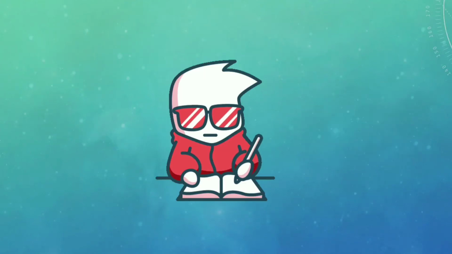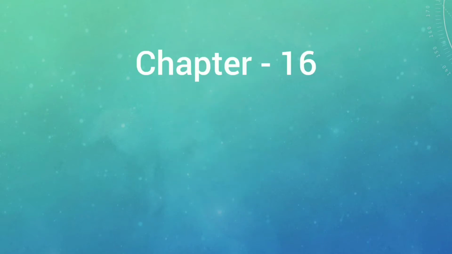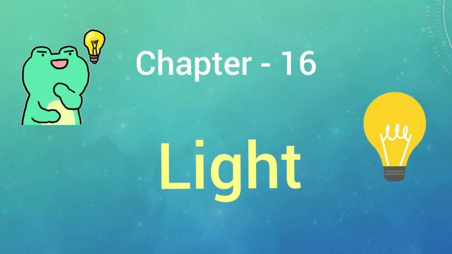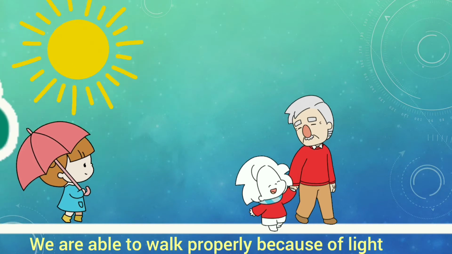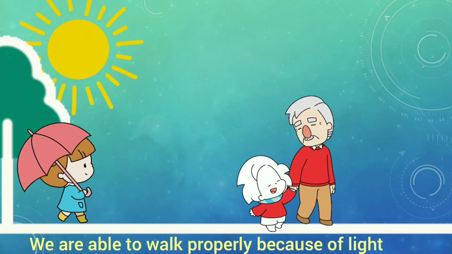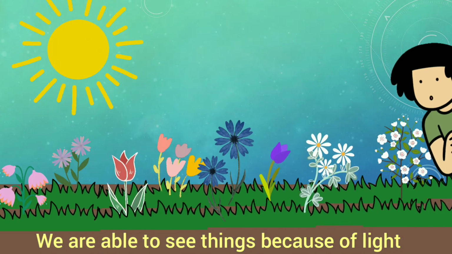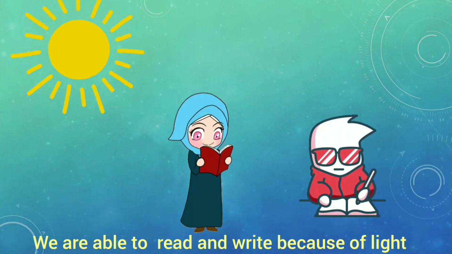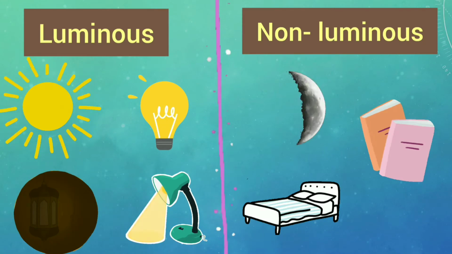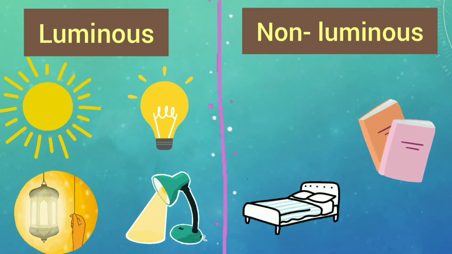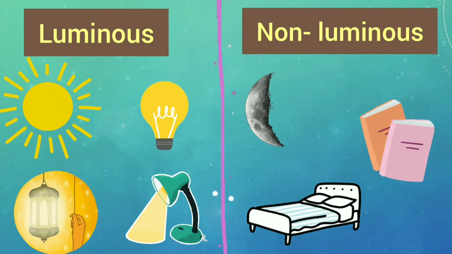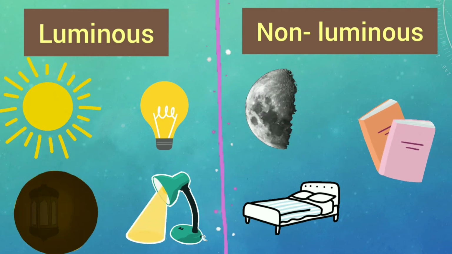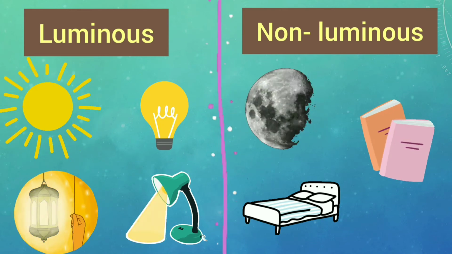Today we will start a new chapter, that is chapter 16 of your science book, Light. Students, we know that light is a form of energy which plays a very important role in our life, as without it we are not able to do our various tasks. We also know about luminous objects and non-luminous objects. We studied about them in previous classes, in class 6th and 7th.